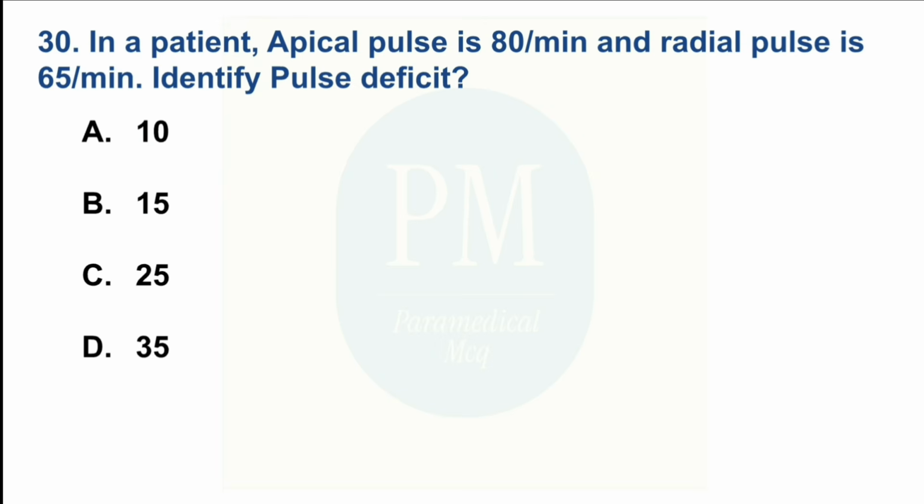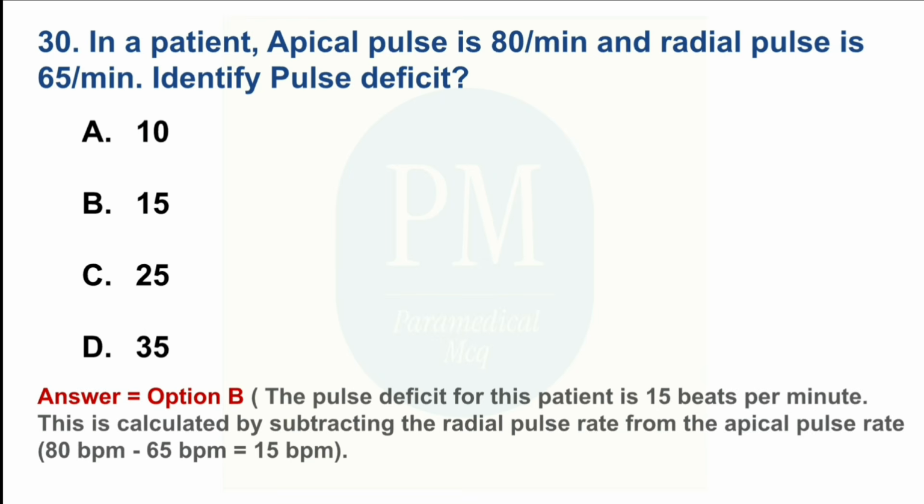In a patient, apical pulse is 80 per minute and radial pulse is 65 per minute. Identify pulse deficit. Option A, 10. Option B, 15. Option C, 25. Option D, 35. The correct option is option B, 15.